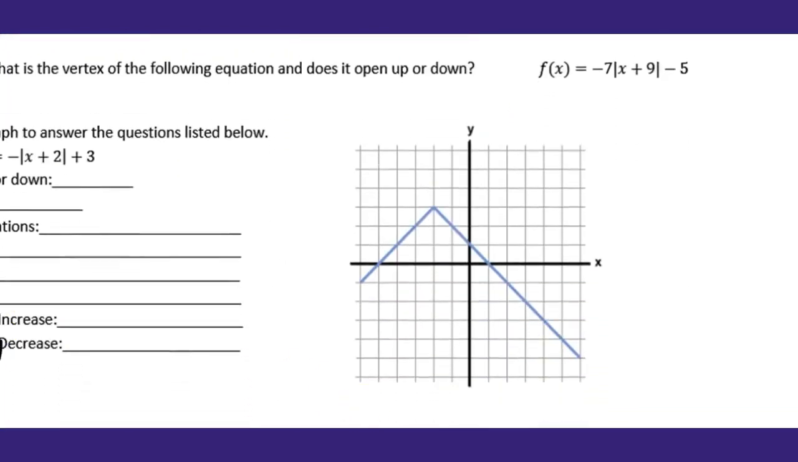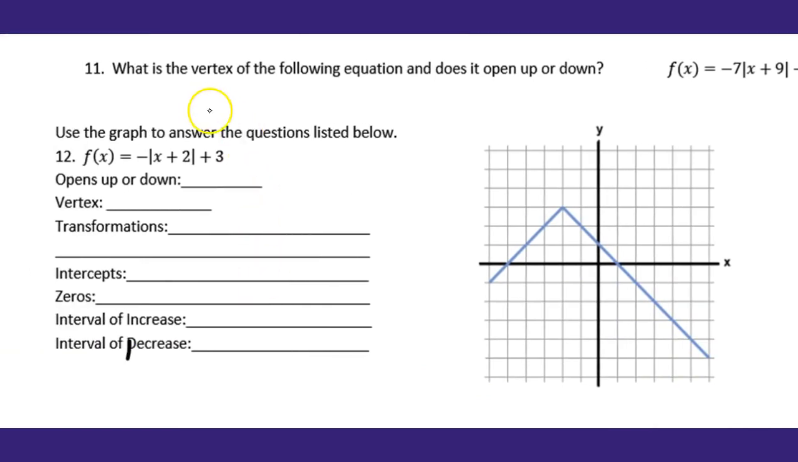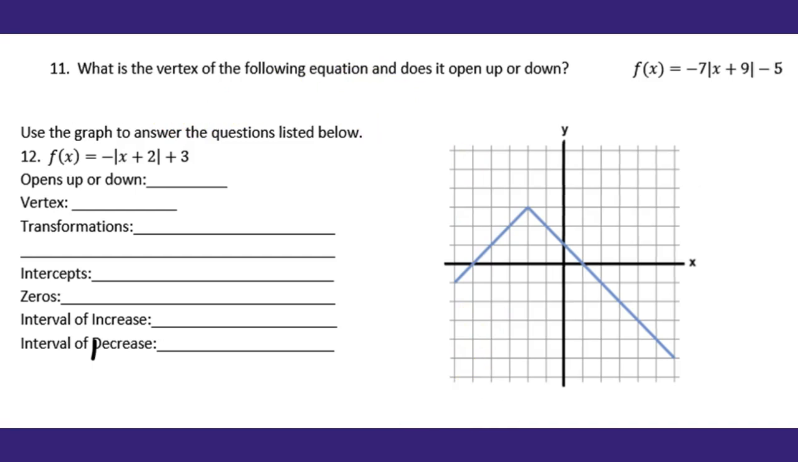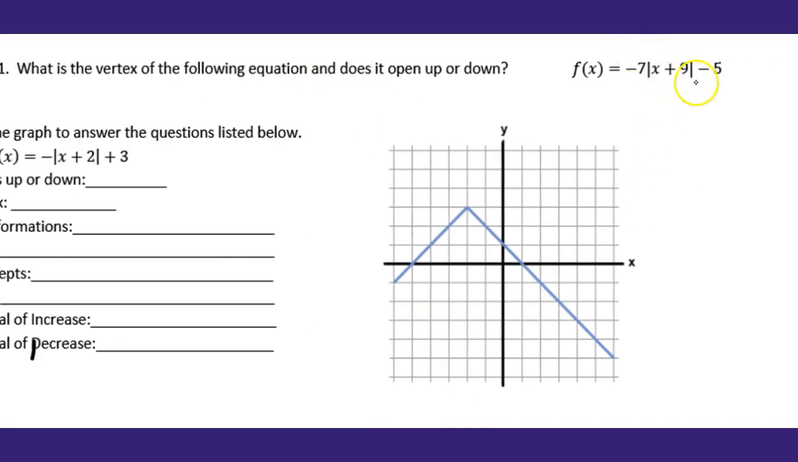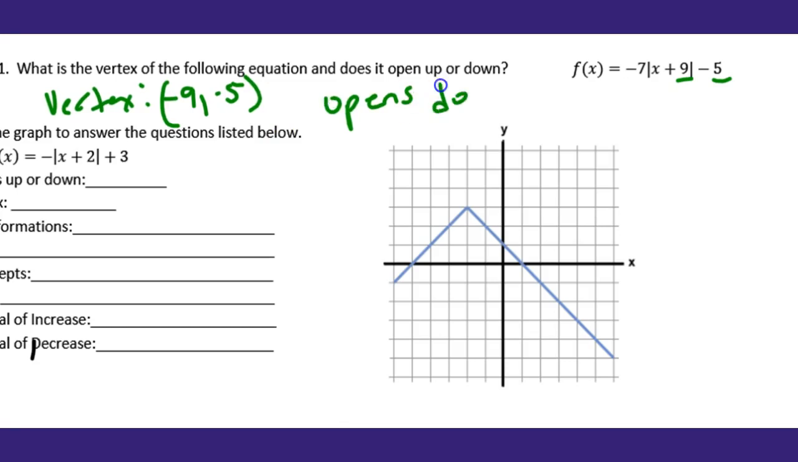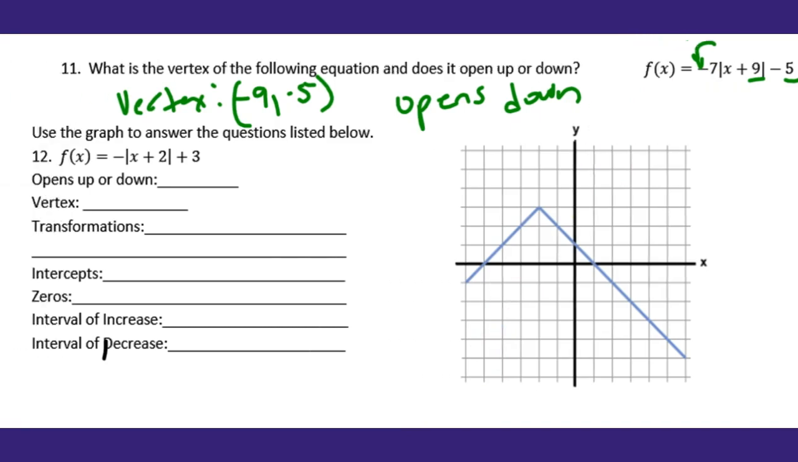All right, let's continue. What is the vertex of the following, and does it open up or down? The vertex, H and K, is going to be negative 9, negative 5, and it opens down. The reason it opens down is because of the negative right there. Because of that negative, this function opens down.